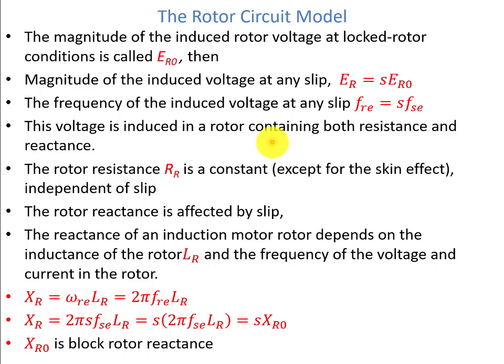So this voltage is induced in the rotor containing both resistance and reactance. The rotor resistance is a constant, except for the skin effect, independent of slip. The rotor reactance is affected by slip. The reactance of an induction motor depends on the inductance of the rotor LR and the frequency of the voltage and current in the rotor. So we can say that XR is equal to omega R LR, which is equal to 2 pi fR LR, or we can write it in terms of S FE, or we can take out this S here, and 2 pi FE LR, which is the same as S times XR0. Okay, so we can have this reactance at any frequency, which will be directly proportional to the slip.